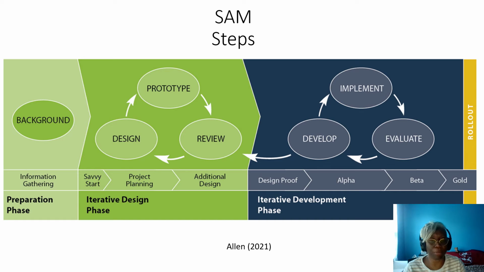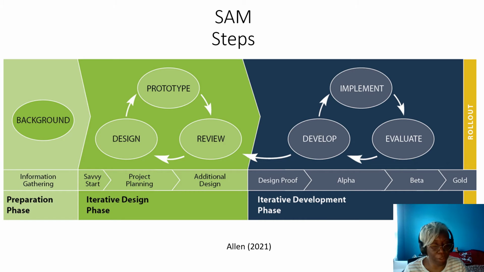So here are some of the steps for SAM. First, starting with the preparation phase. So you're getting background information about the training. What does the organization need? What does the course need? What does the program need? And just essentially gathering data and prepping to prepare the course.